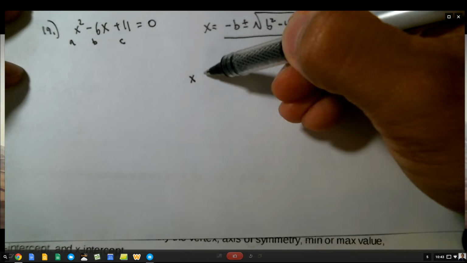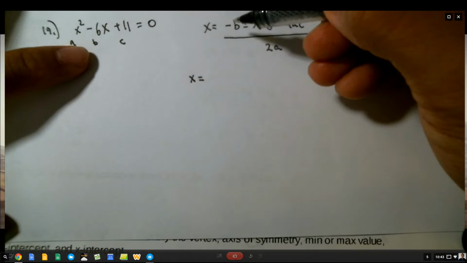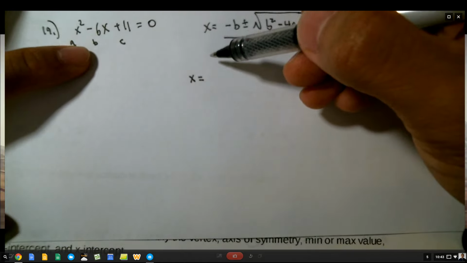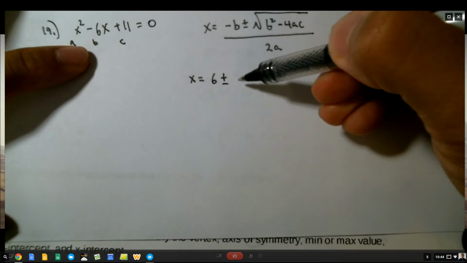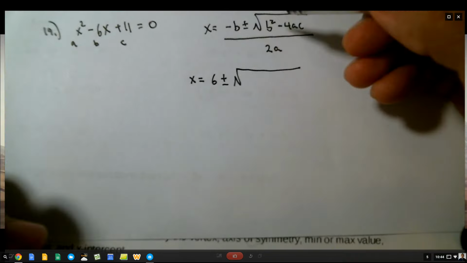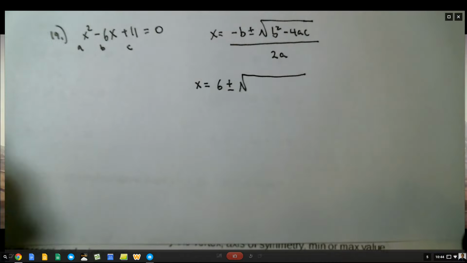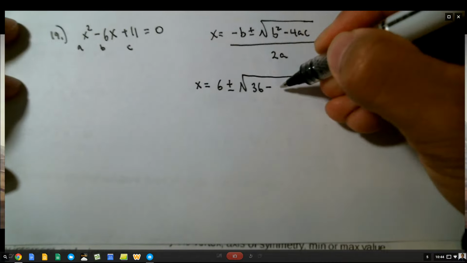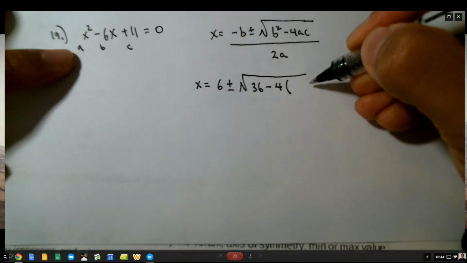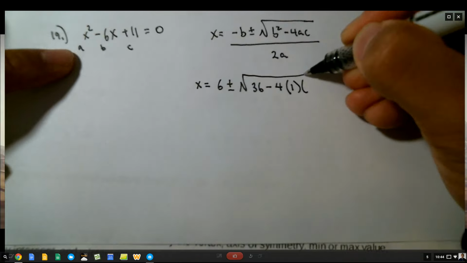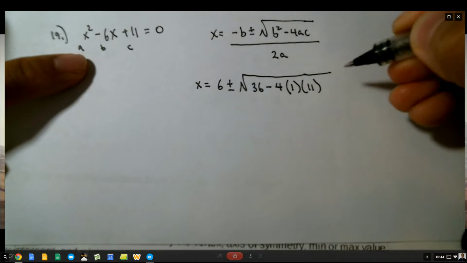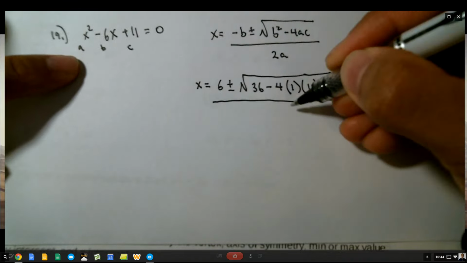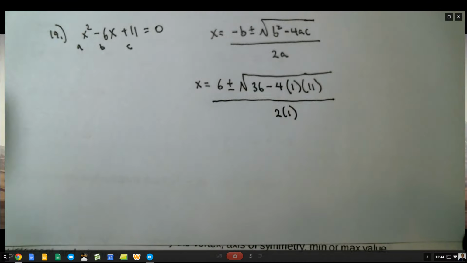So let's plug it in. x equals negative b. So negative of negative 6 is positive 6, plus or minus square root b squared. Negative 6 squared is 36, minus 4. What is a value? 1. C value? 11. The whole thing's over 2 times 1. Yeah, just simply plug in a, b, and c from our equation.